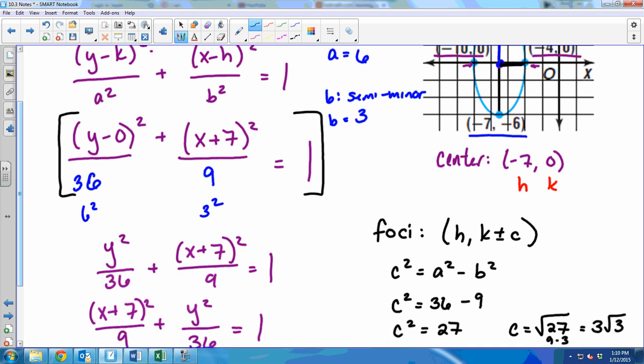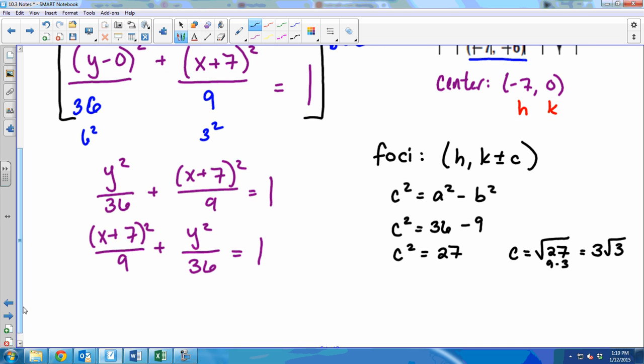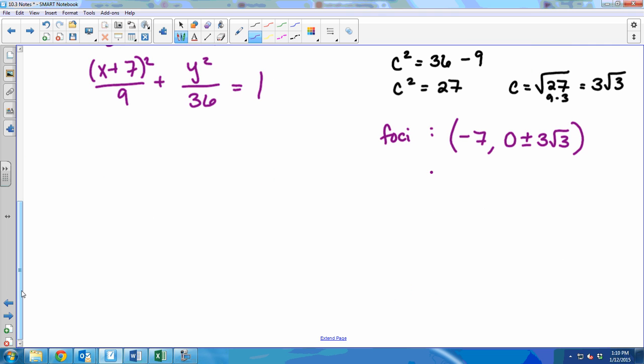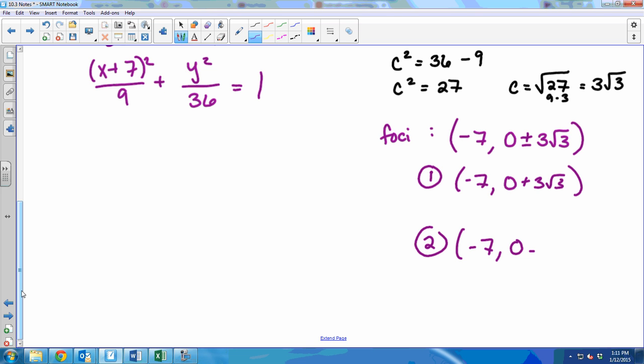Then we just go back and write the actual foci. So h in this case was what, negative 7? So you have negative 7, and then 0 plus or minus 3 square root of 3. There's going to be 2 foci, right? So one of them is at negative 7, 0 plus 3 square root of 3. And one of them is at negative 7, 0 minus 3 square root of 3.